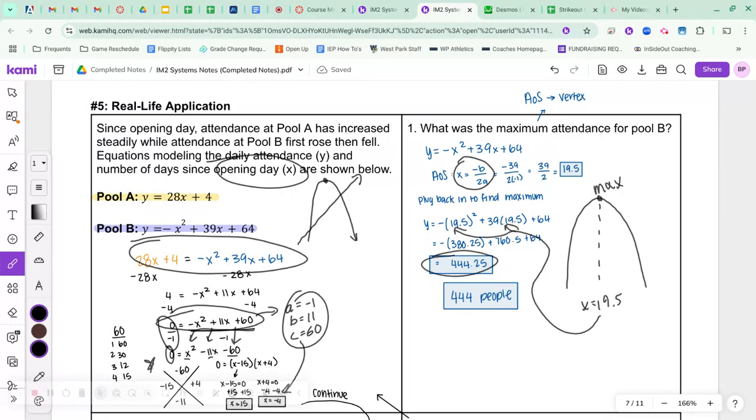Now, you can't have 444.25 people. You either have 444 people or you have 445 people. There's no in between. So we say it's about 444 people, and they hit their max. We can say their max occurs between the 19th and 20th days at about 444 people. Okay, it's just an approximation.